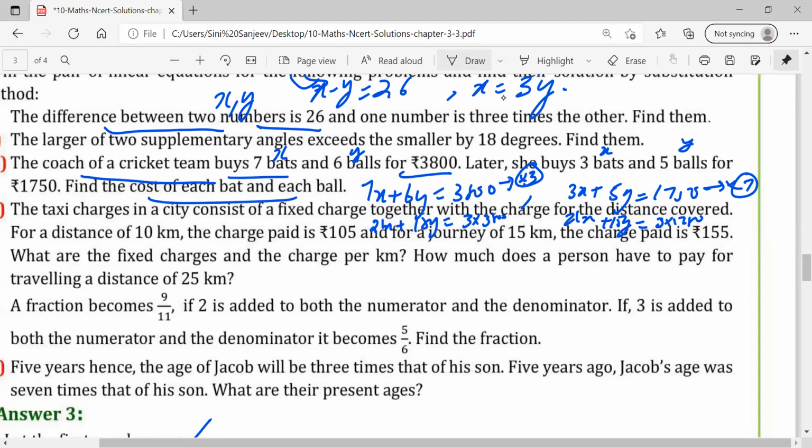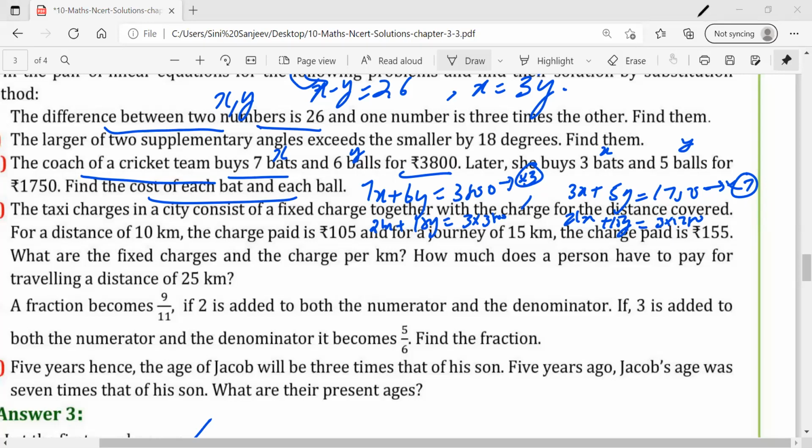So bat and ball is different, correct? That's the reason I took X and Y for the same. Is this clear? To Aarti and Devsri? Okay, I'll tell you one thing. For those who are not clear about this problem, I'll explain.